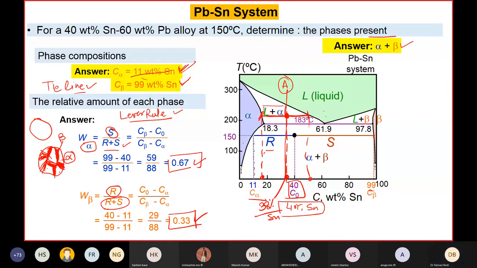Composition और what? Relative amount. Tie line से composition मिलती है. ये बताया हमने इधर. टाई लाइन से कंपोजिशन मिलेगी कि यहाँ पे दो फेज तो हैं. ये A पॉइंट के ऊपर लिक्विड भी है और अल्फा भी है, दोनों फेज हैं.